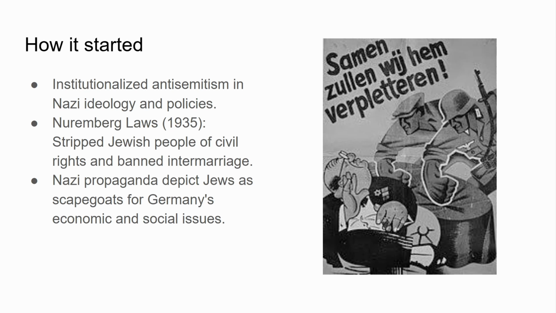It institutionalized anti-Semitism against the Jews and just any races that the Nazis, specifically Hitler, did not deem fit to survive or to live in this earthly plane. After that, it began with the Nuremberg laws, which basically stripped any Jewish people, gay people, African Americans of their civil rights and banned intermarriage.